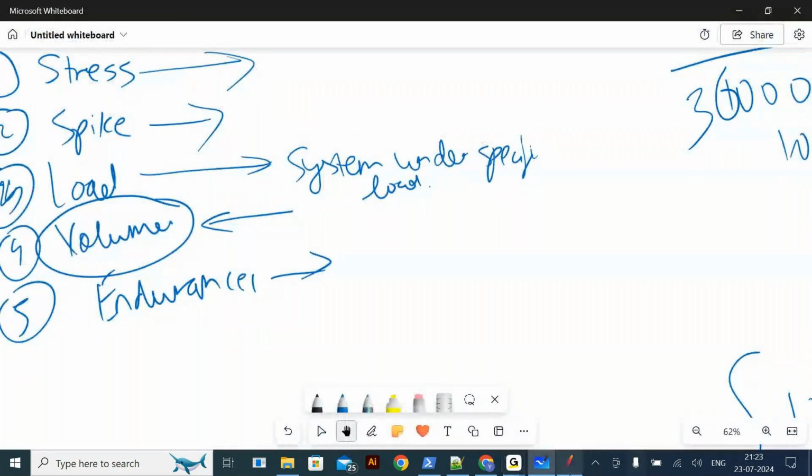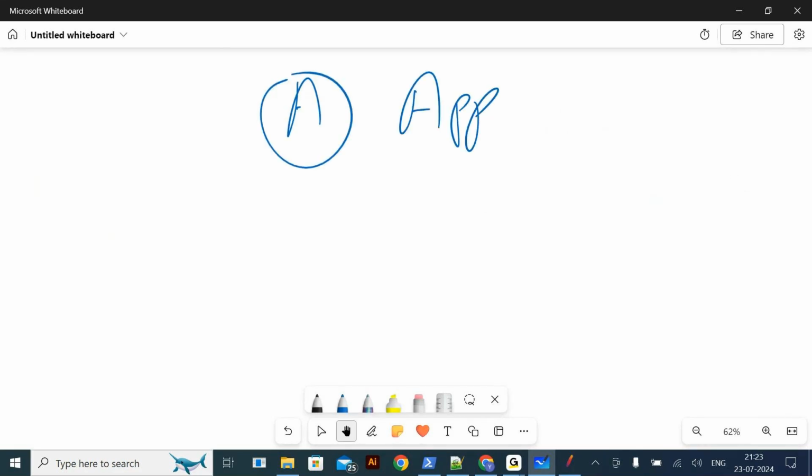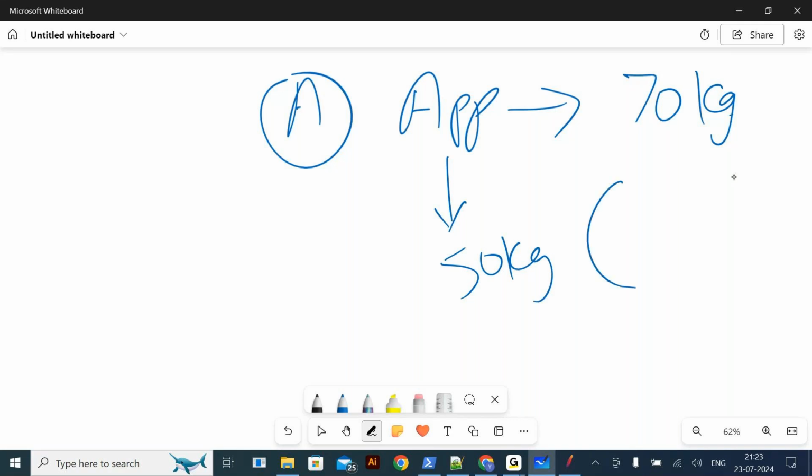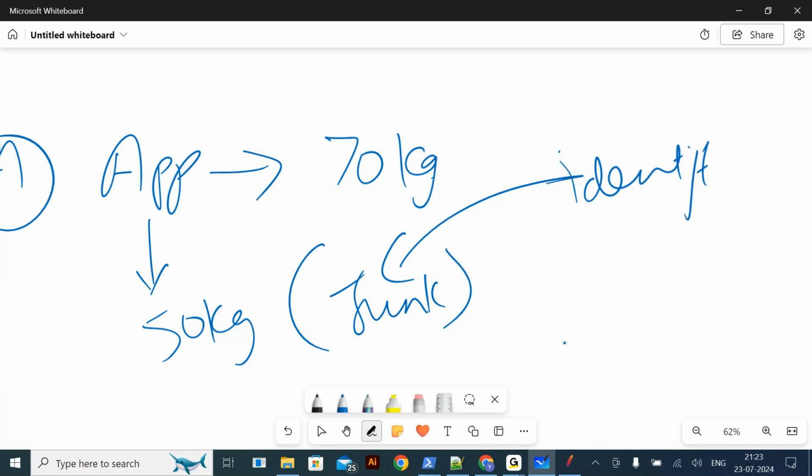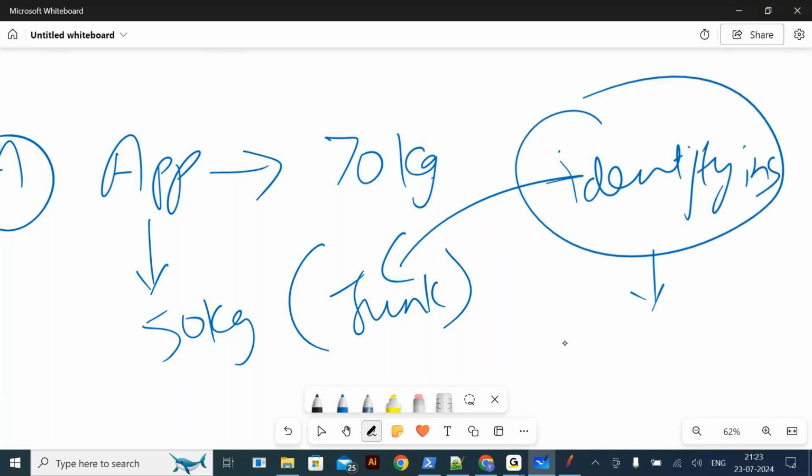Okay, so for example, let's say I have an application, just for you to easily correlate things. Its weight is 70 kgs. Now your work is to bring down that 70 kg weight to, let's say, 50 kg by removing all the junk. Your work is not removing the junk; your work is identifying the junk, providing whatever you can to identify it using my performance test. Now this junk is not functional, only non-functional, right?